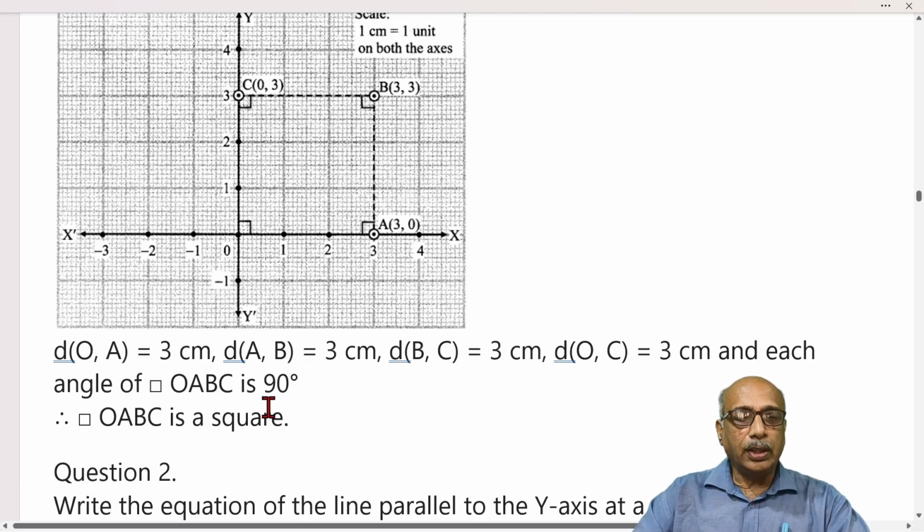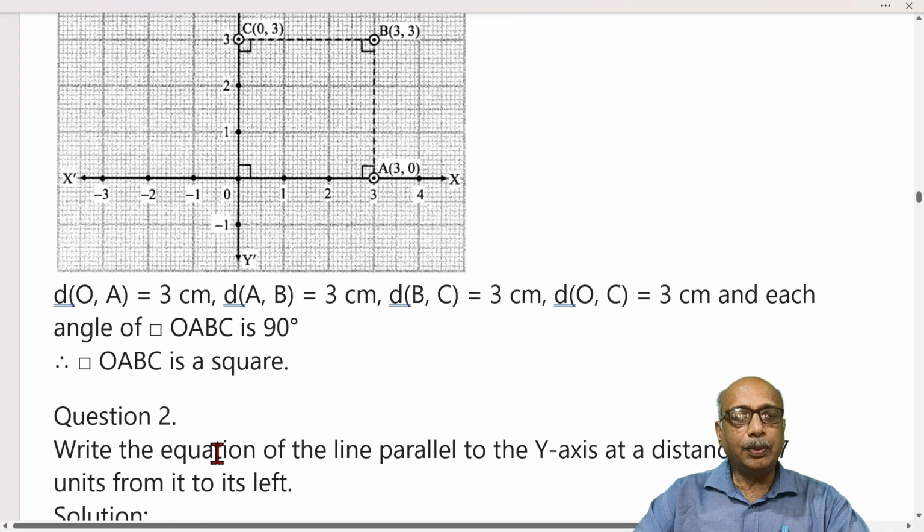So each angle of quadrilateral OABC is 90 degrees. Therefore the quadrilateral is a square. All sides are equal. Easy problem.